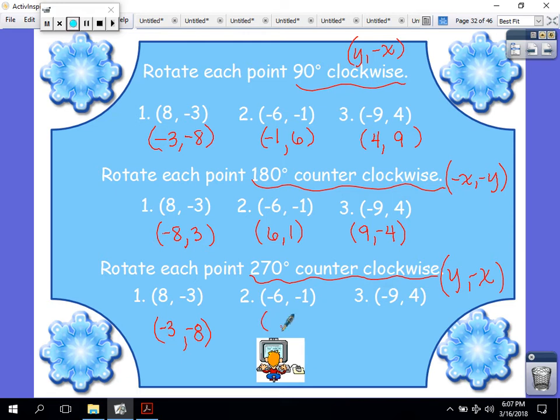Number 2, I'm going to go ahead and do my parentheses and my comma. All right, so the -1 is going to come up to the front and stay the same, and then the -6 becomes its opposite, which would be +6, and it moves to the second position. All right, number 3, try this one on your own and see if you can get it. I'll give you a couple seconds.